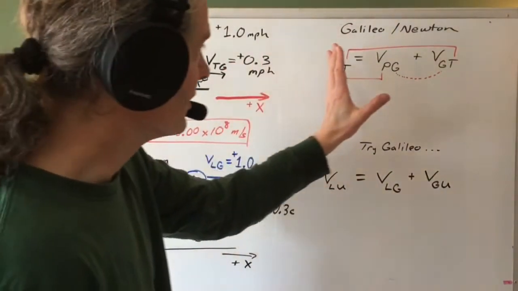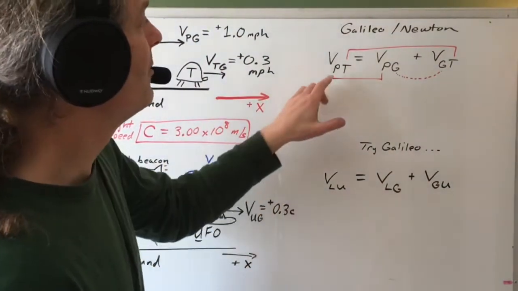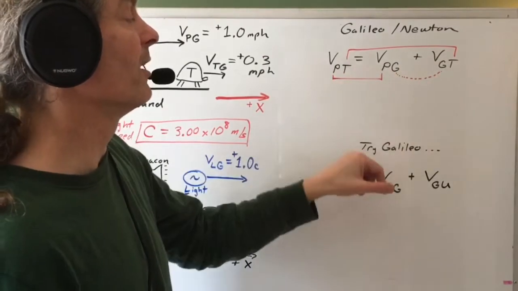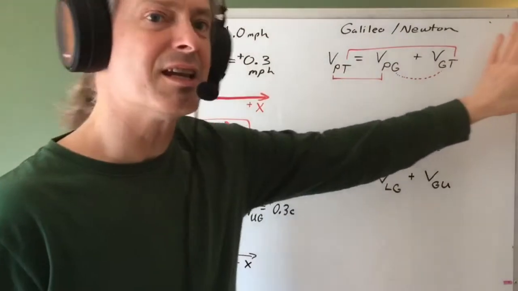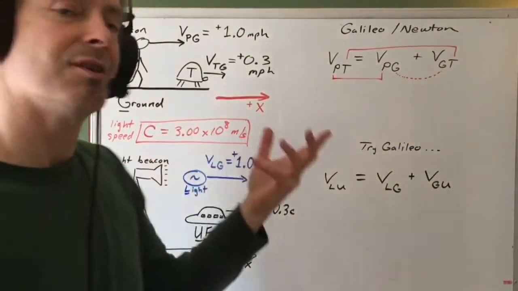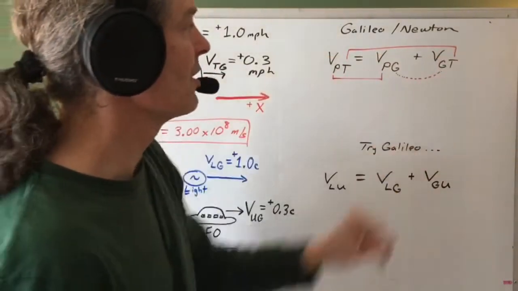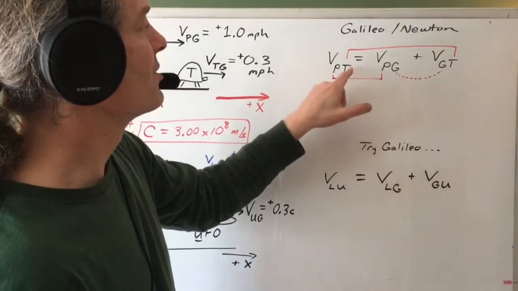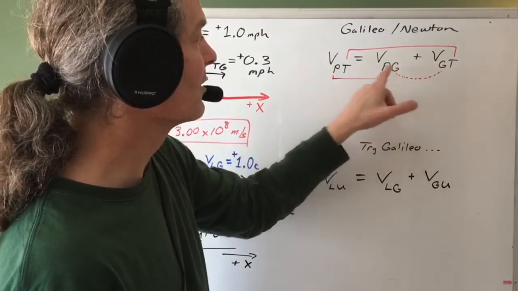Well, we use the Galileo/Newton relative velocity formula. Velocity of the person relative to the turtle is the velocity of the person relative to the ground plus the velocity of the ground relative to the turtle. And you can construct this for any three objects that you're comparing. In this case, we've got person, turtle, and ground. You just have to get the subscripts lined up. First subscript here matches first subscript here. Second subscript here matches second subscript here. And this third subscript links.